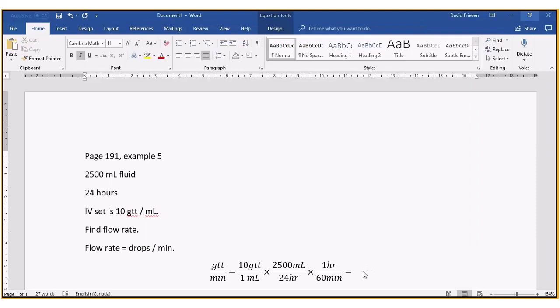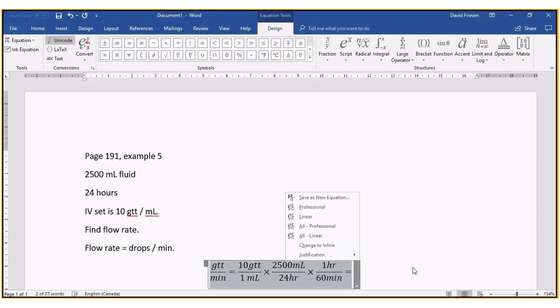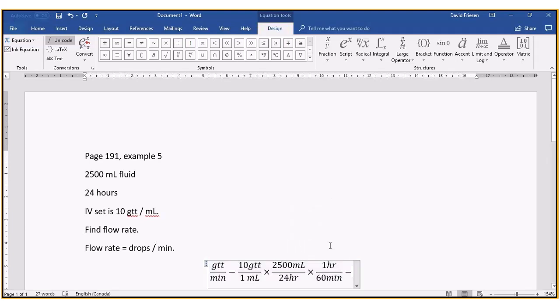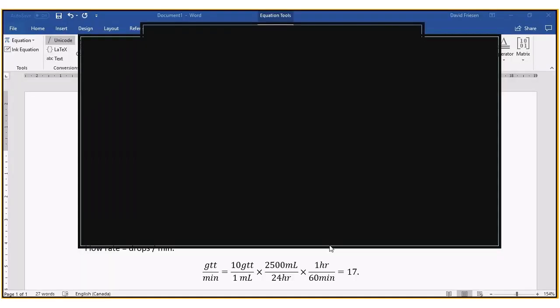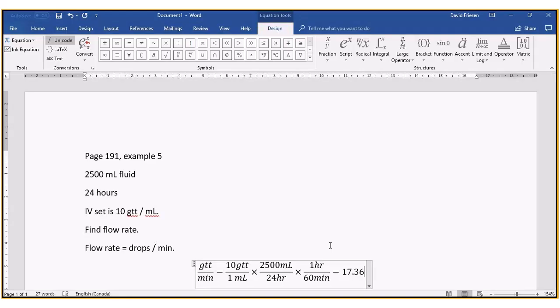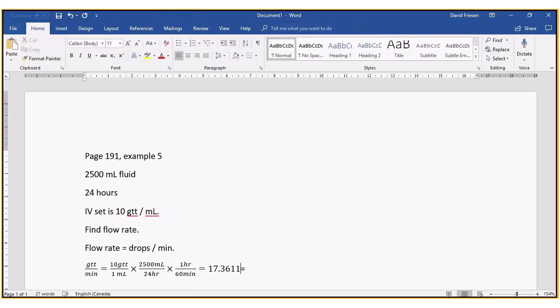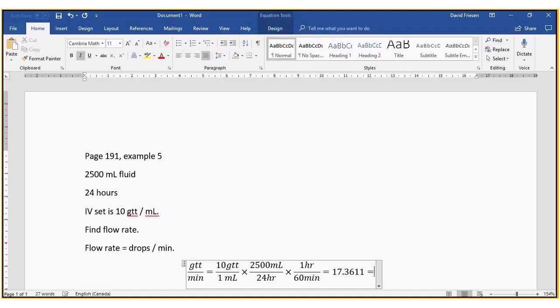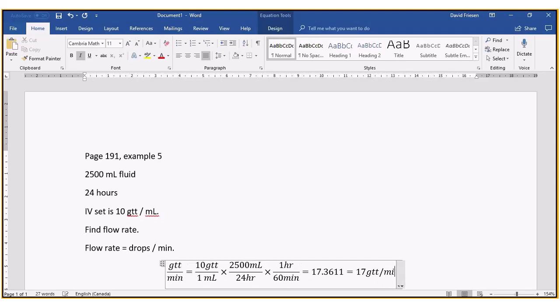Okay, we'll unpause this. And with my calculator out, I multiply 10 by 2500, divide by 24, multiply by 1, which is kind of redundant, and then divide by 60, and I get an answer of 17.361111, etc. Or we can say approximately 17 drops per minute.